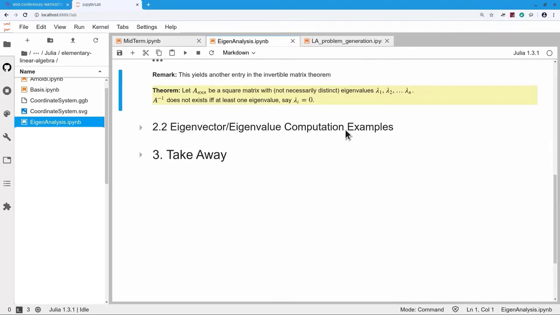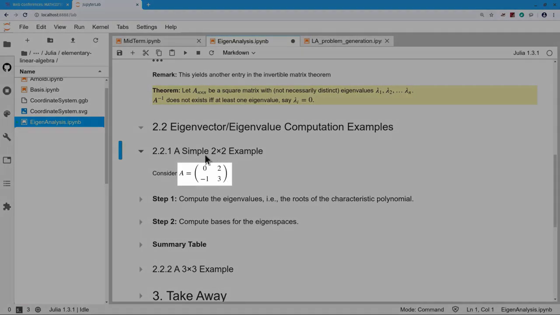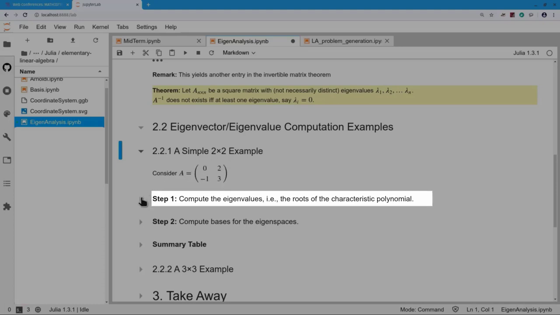We are now ready to start some eigenvector and eigenvalue computation examples. For the first one, let's look at a very simple 2x2 example. So here's my matrix. It has entries 0, 2, minus 1, and 3. And what we want to do is compute the eigenvalues and eigenvectors. So in the first step, we start with computing the eigenvalues, that is the roots of the characteristic polynomial.